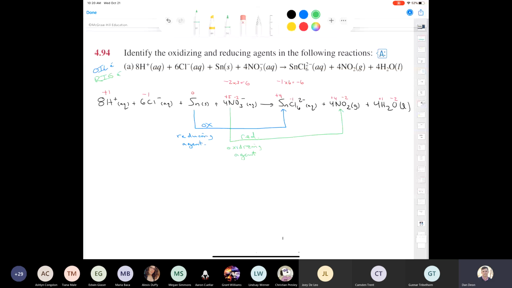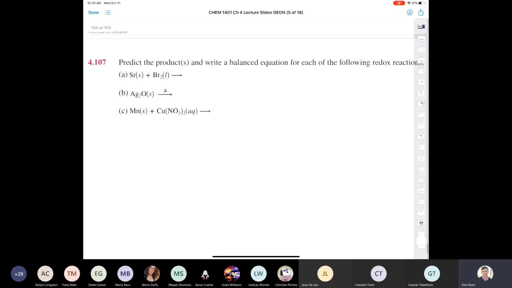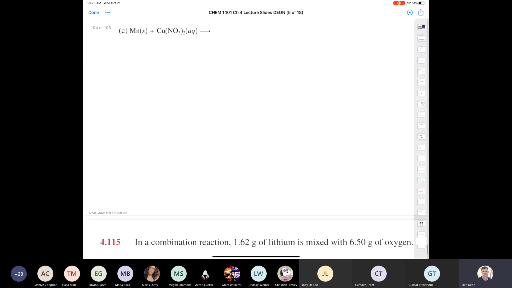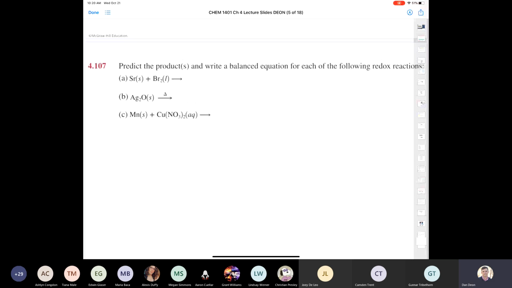All right, there we go. A little practice on oxidation and reduction. Again, you can see how you're going to be pretty quick on your oxidation numbers. Otherwise, it would just take you years to solve that kind of problem. And let's see, what other problems did I have here? 1.107, let's give this one a try. Predict the products and write a balanced equation for each of the following redox reactions. Let's go over these. I'm going to show you how quick I think you should be able to solve these.